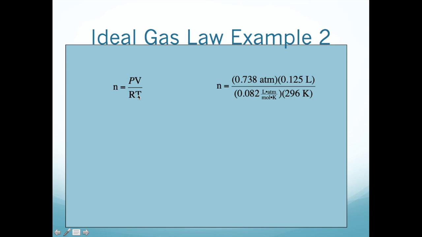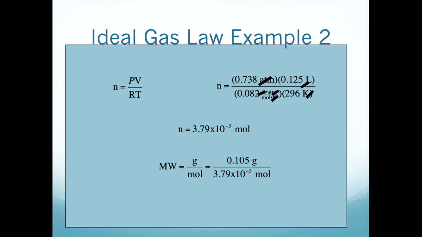So we're going to take our pressure in atmospheres, our volume in liters, divided by the value of R, and divided by our temperature in Kelvin. You'll notice our units cancel out accordingly, and we're left with moles. I've written this answer out in scientific notation, but if you wrote this out as a decimal, if you got somewhere around 0.004, somewhere in that ballpark, that's fine as well. So we have our moles.